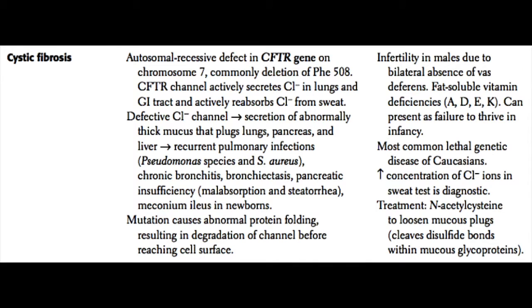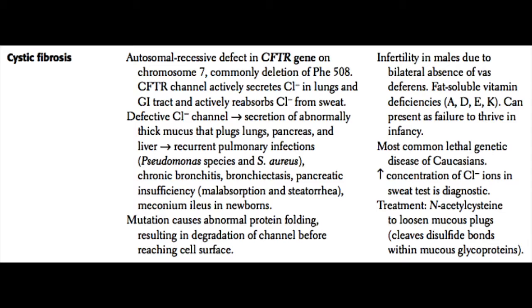So when we talk about cystic fibrosis, we need to know that it's caused by the loss of a chloride channel, which is the CFTR gene on chromosome 7. The most common deletion, which you're likely to be tested on the step 1, is the deletion of the phenylalanine in the 508 position. It's also known as delta F508. It causes 2 different main kinds of problems. Number 1 is in the lungs.